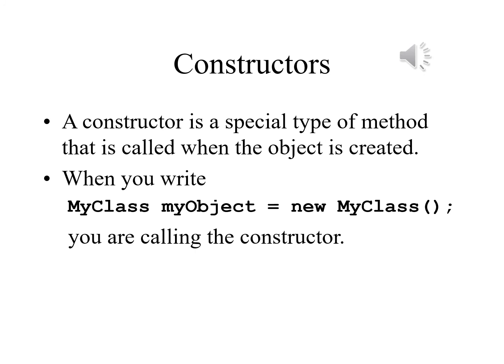A constructor is a special type of method that is called when the object is created. When you write MyClass myObject = new MyClass, you are calling the constructor. This is important because constructors will set aside space in memory for the object's data, space for its properties, space for references to its methods, and the private data that its objects will need.